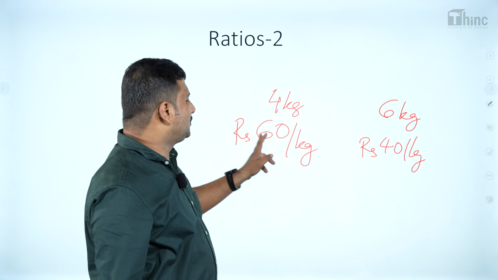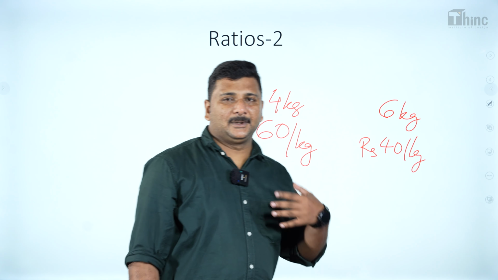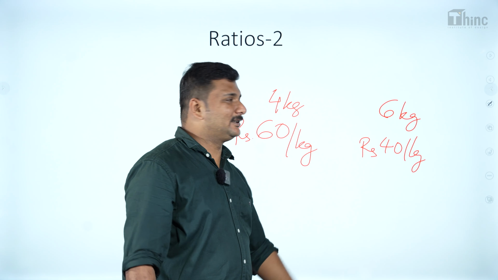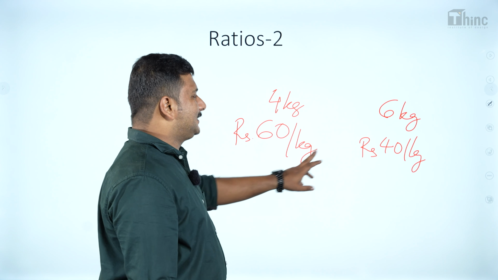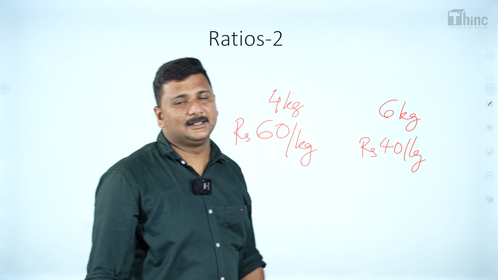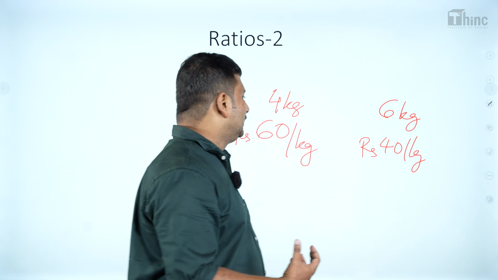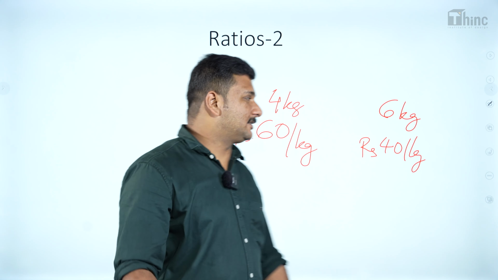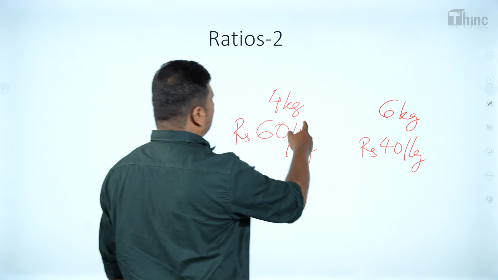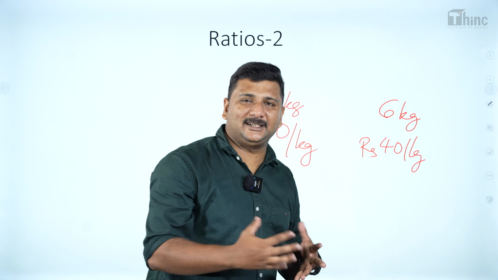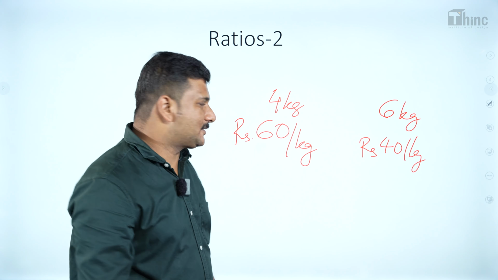Obviously this is the good quality and this is the cheap quality. Why? Because whatever the price is more is the good quality, and if the price is less, it is a cheap quality. He has 4 kgs of this variety and 6 kgs of this variety. Now he is going to mix these two. When he mixes them, the total will be 10 kgs. So what will be the total price of the mixture?